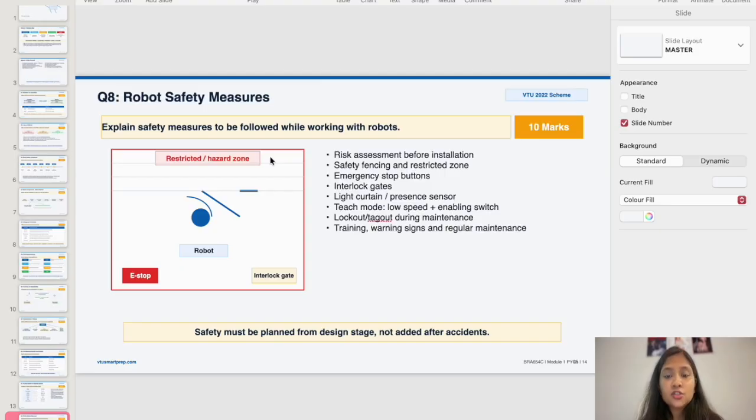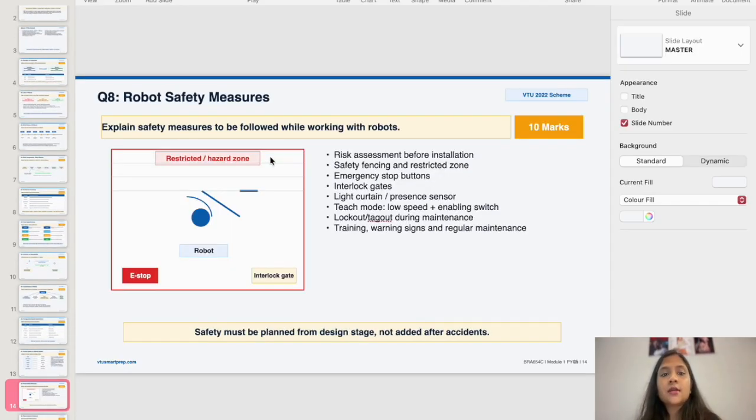During the teaching mode, the robot should move at low speed and the operator should use an enabling switch. During maintenance, lockout and tagout should be followed, and also the operators must be trained properly and warning signs must be displayed. Safety should be planned from the design stage itself. So this is about robot safety measures. These keywords you can remember for this specific question along with the diagram.